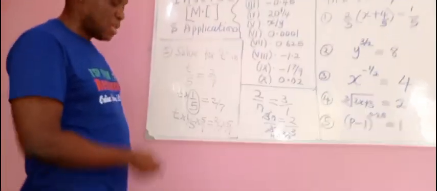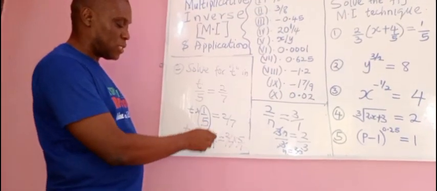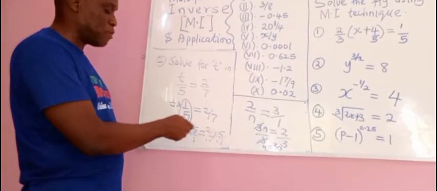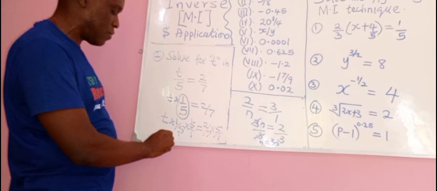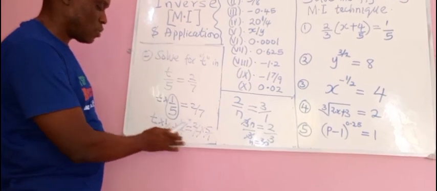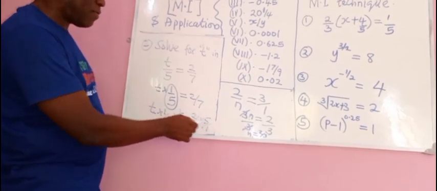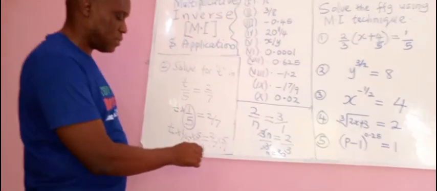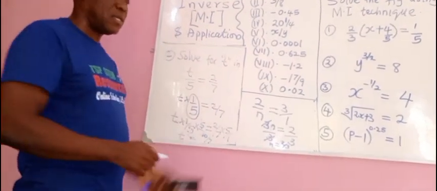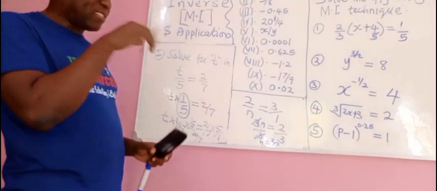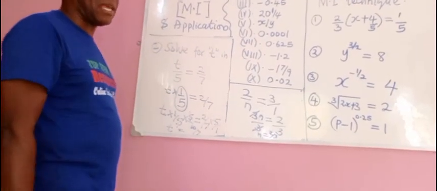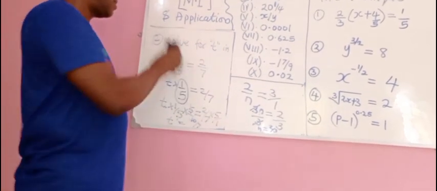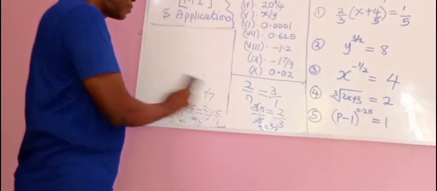You see that? This side, this 5 cancel this what? 5. What remains here is what? T times 1, t times 1, t. So our t now equals to, what is 2 times 5? What is 7 times 1? So the answer is 10 over what? 7. Let's try to solve that example 3 in terms of application of multiplicative what?